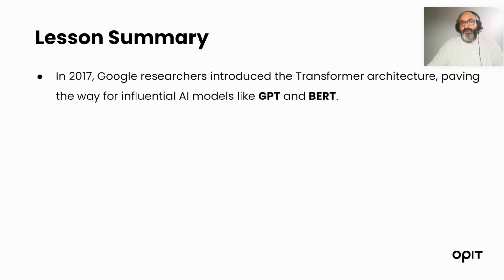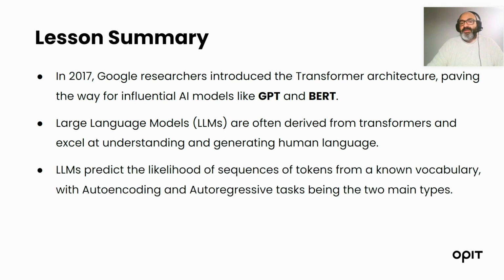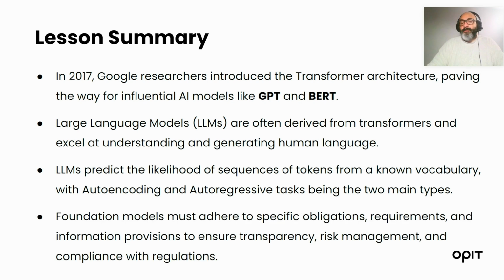What we have learned in this lesson. In 2017, Google researchers introduced the transformer architecture, paving the way for influential models such as GPT and BERT. LLMs are often derived from transformers and excel at understanding and generating human language. LLMs predict the likelihood of sequences of tokens from a known vocabulary, with autoencoding and autoregressive tasks being the two main types. Finally, foundation models must adhere to specific obligations, requirements, and information provision to ensure transparency, risk management, and compliance with regulations.